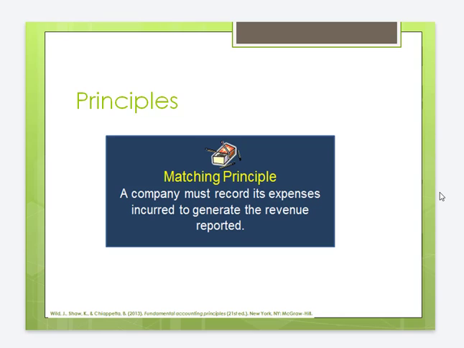Now, the matching principle. This is one of the most important principles in U.S. GAAP. The matching principle basically states that we are going to match our expenses against the revenues that they help to generate. This means that we want our revenues and our expenses to be matched within the given accounting period in which they occurred. This will give us the most accurate possible picture of net income.